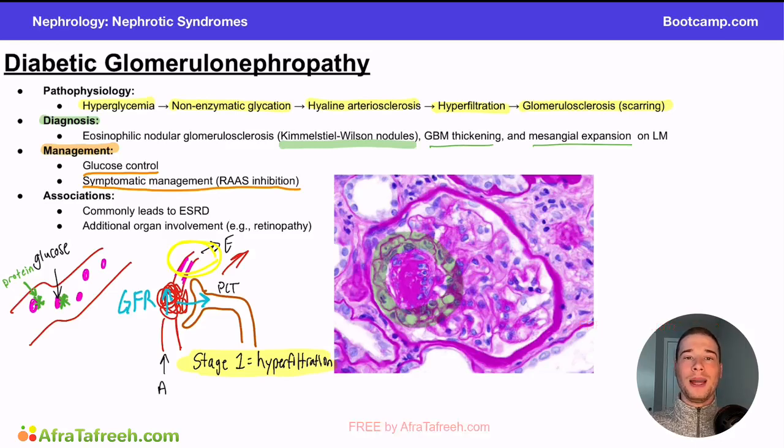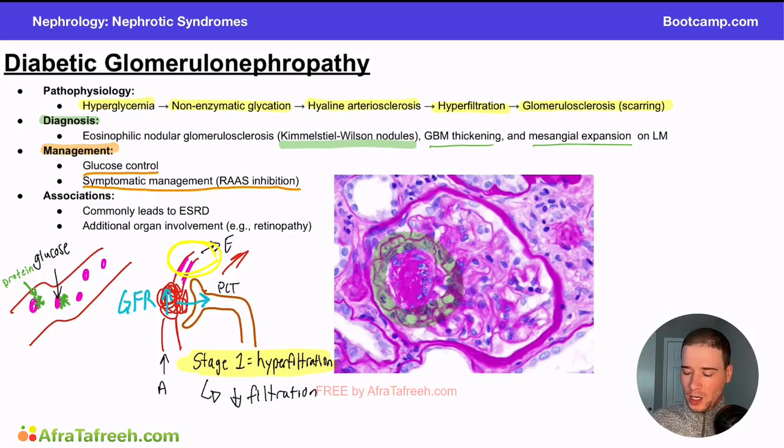Now, it's important to keep in mind that if we don't manage these symptoms and we don't improve this patient's underlying pathology, we can ultimately get to a point where our hyperfiltration can actually become a decrease in filtration after the kidney has experienced enough damage. So in the long run, this actually causes decreased filtration, which leads us to an important association: this commonly leads to end-stage renal disease in patients who are not treated or are not managed for the condition early on.